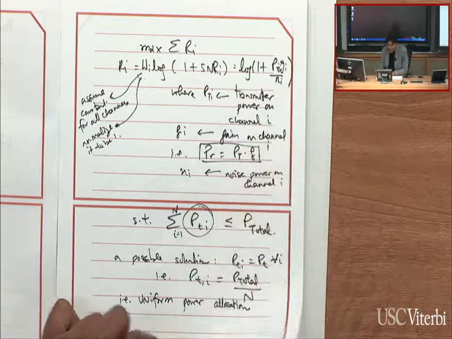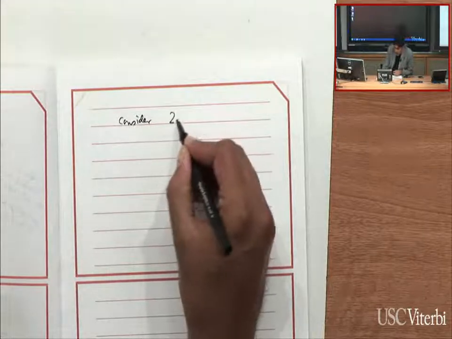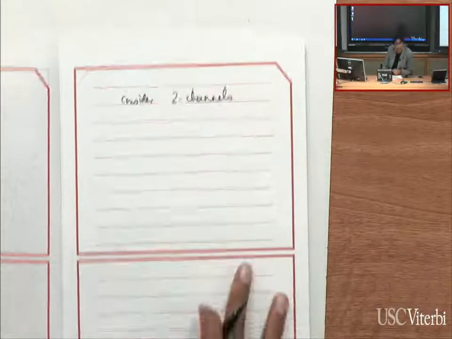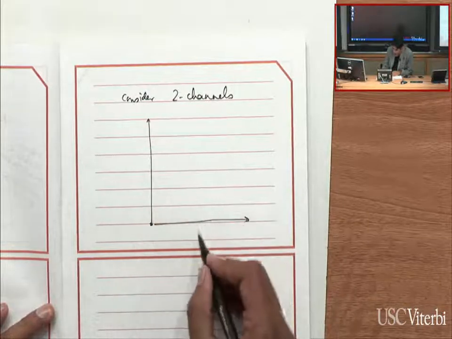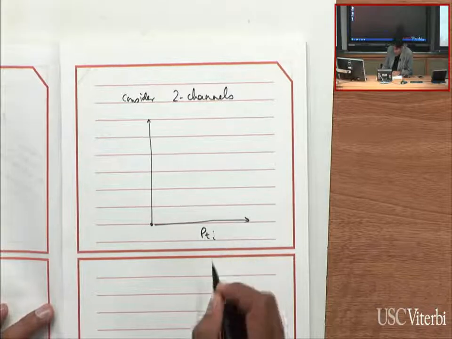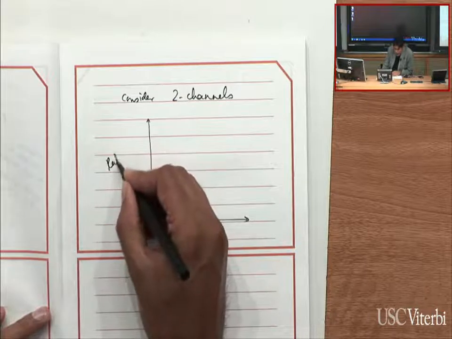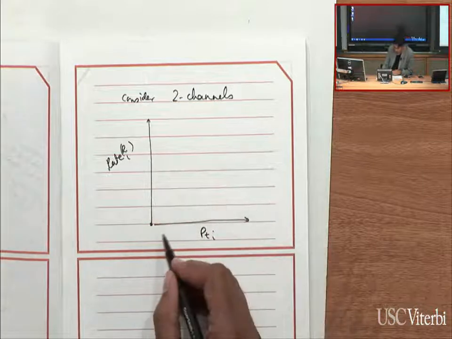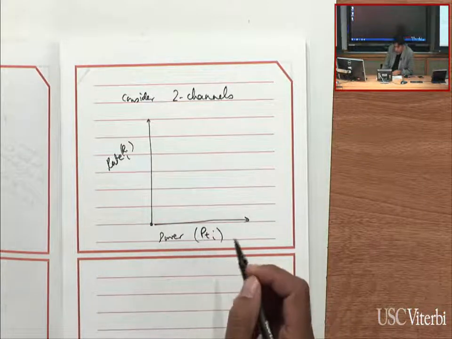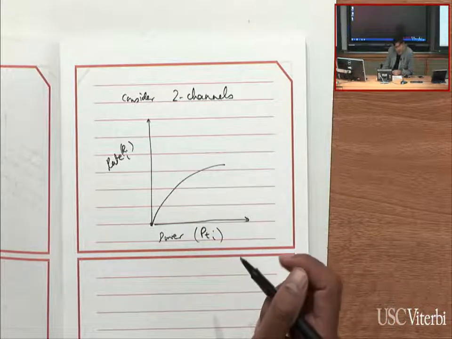Look at this curve over here, log of 1 plus PTI GI over NI. Consider 2 channels. Imagine you have to split your power between 2 channels. For each channel, say channel 1, on the x-axis I increase the power that I allocate, and on the y-axis I measure the rate that I get. So this is Ri, and this is the power. The functions we have are all this log of 1 plus SNR type of function. They look like this.